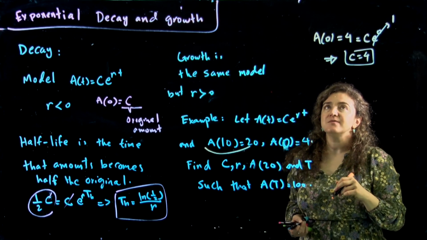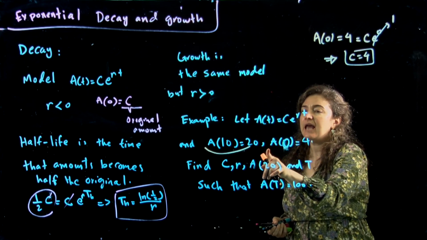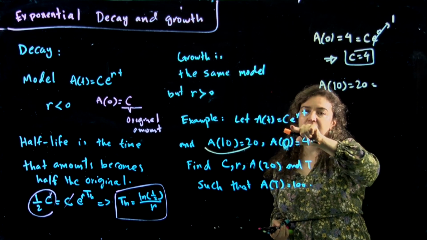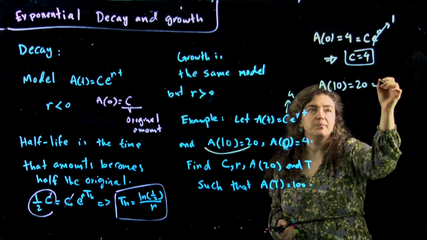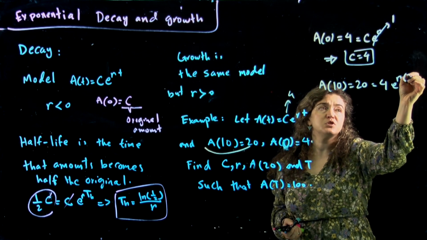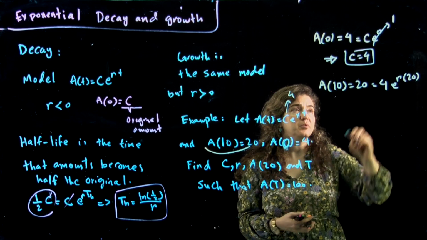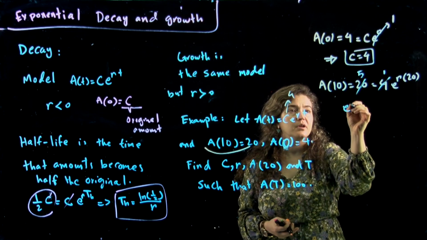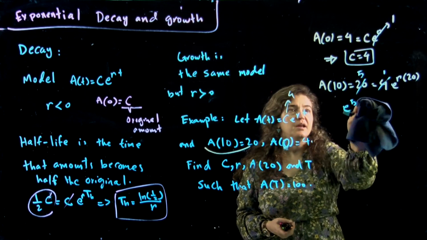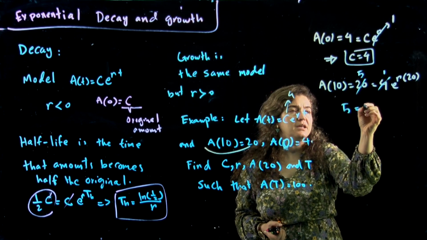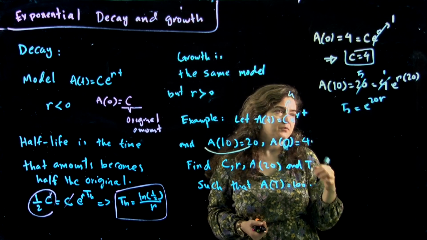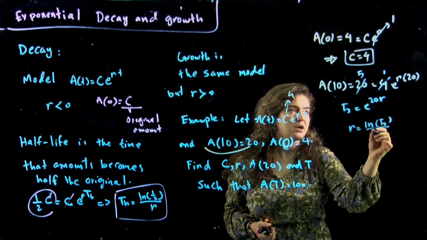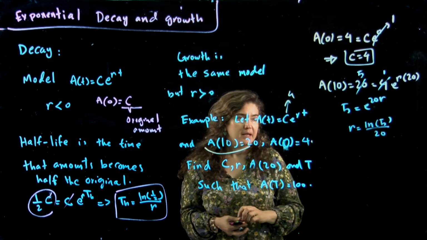We found c. Now let's find r. The other piece of information that I have is A of 10 is equal to 20. Now I have c equal to 4, so I plug it into 4 e to the power r times 10. The only variable is r. I simplified this side to get 5, this side 1. So I get 5 equal to e to the power 10r. Take the ln of both sides, divide by 10, and you get r is equal to ln of 5, natural log of 5, divided by 10. So we found both of them.